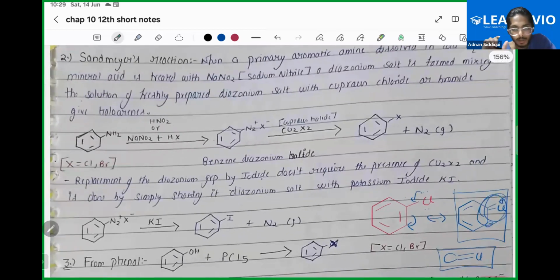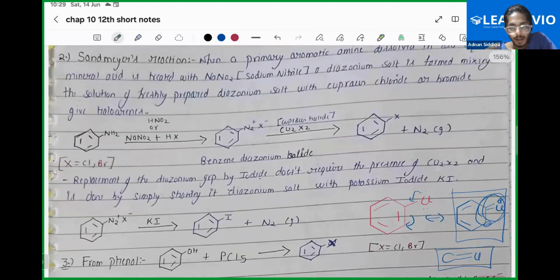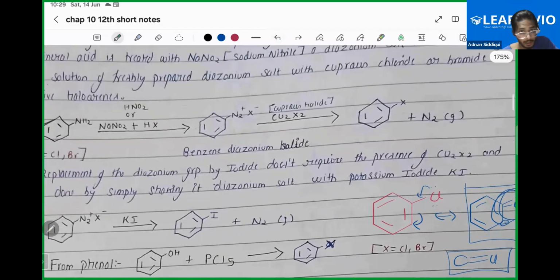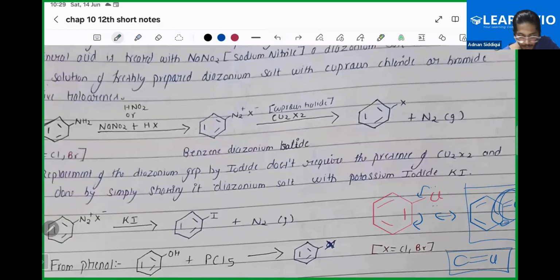We will go into the mechanism as well after the exam. So for now, try to understand it. You will start with aniline and react it with NaNO2 plus HX or HNO2. Then you will get this benzene diazonium salt, a very important intermediate. It looks like this: N positive, then a triple bond, and then X negative. This is benzene.